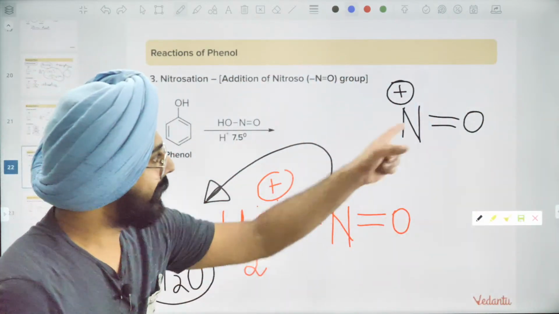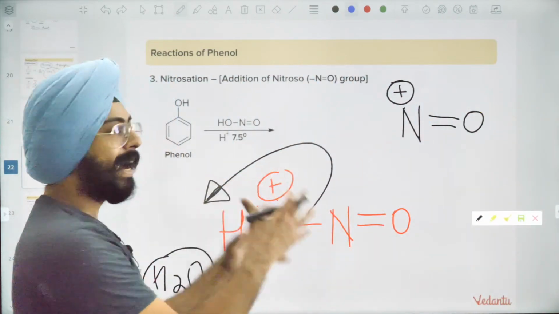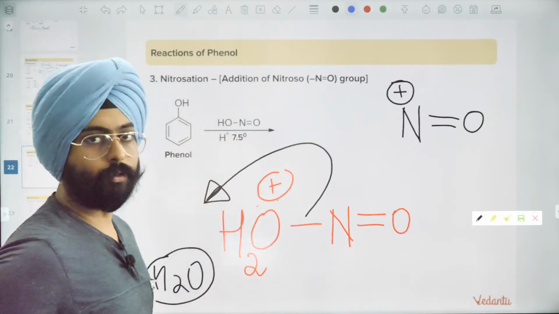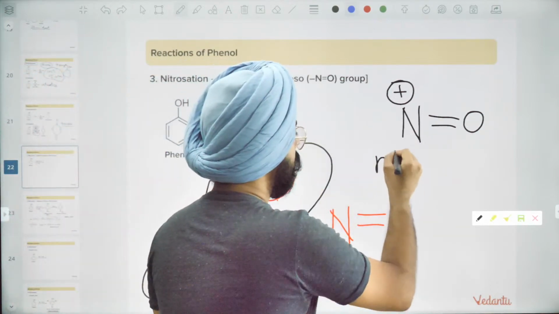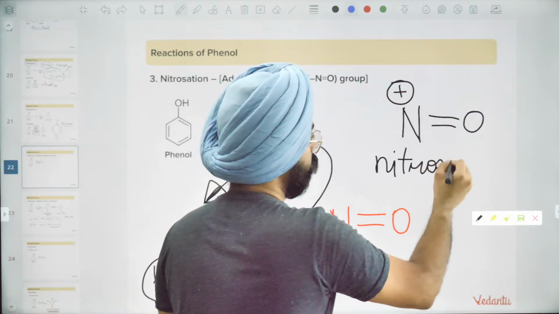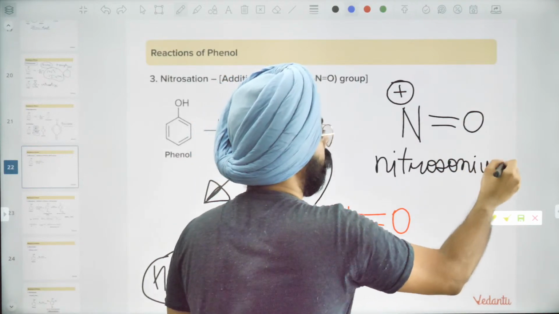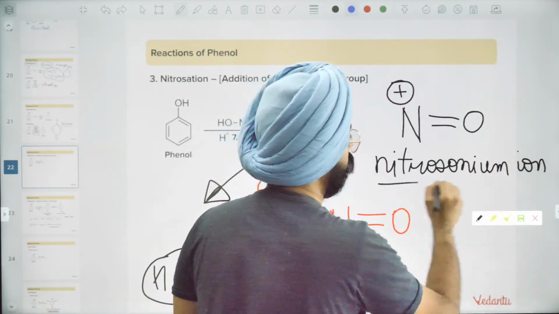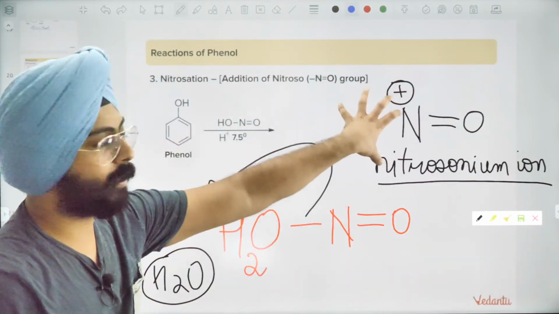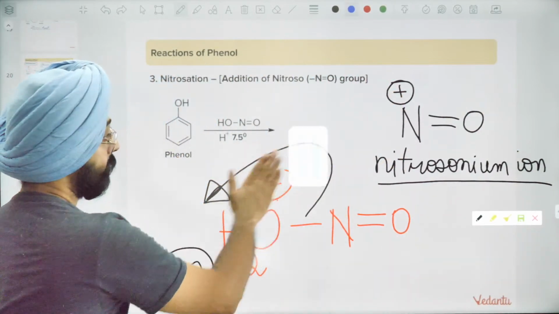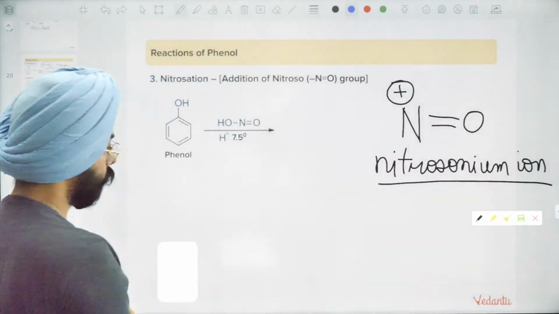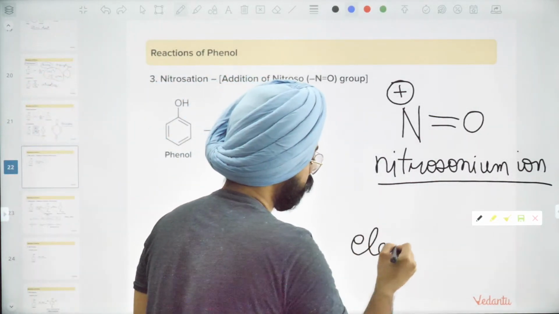ठीक है? This particular species acts as the electrophile over here. This is known as the nitrosonium ion. ठीक है, इसको अपन बोल देंगे nitrosonium ion. This particular positively charged species essentially will now act as your electrophile.